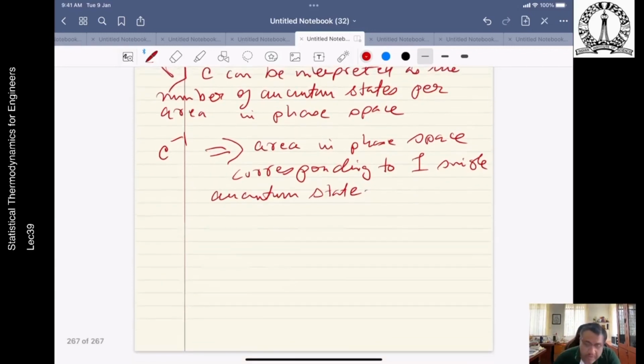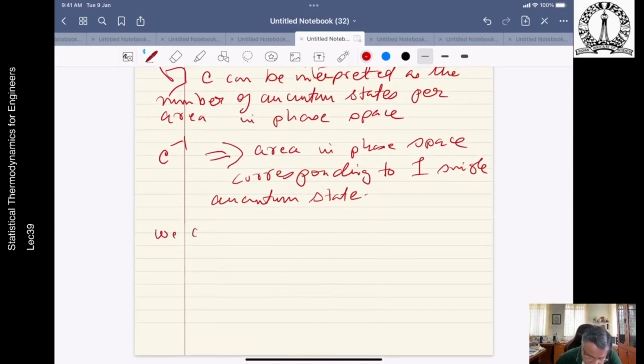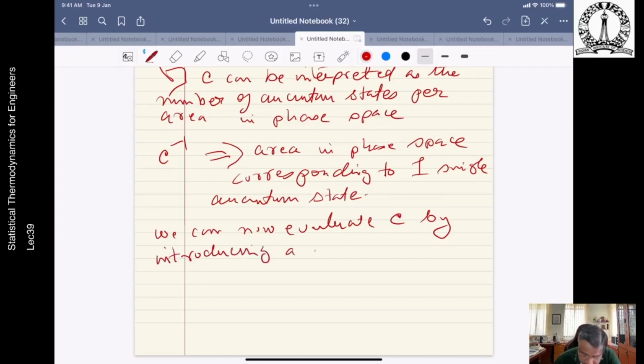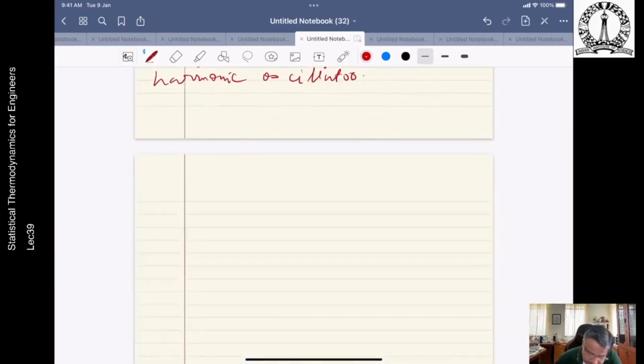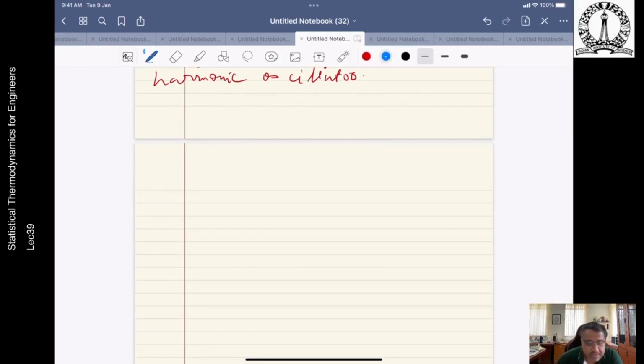So we can now evaluate C by introducing a phase space representation of the classical harmonic oscillator.